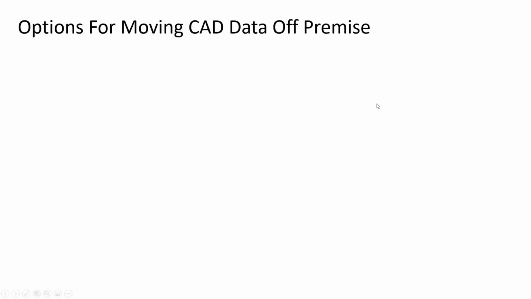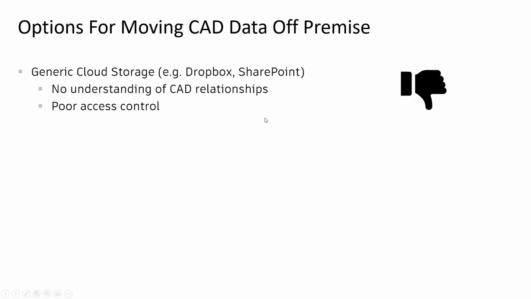So let's talk about the different ways you could get data off-premise, right? Generic storage, like I talked about, Dropbox and SharePoint. We already talked about that. That's bad, right? They don't understand CAD file relationships. You generally have poor access control. You don't know who's editing a file and when. So collaboration pretty much goes out the window.